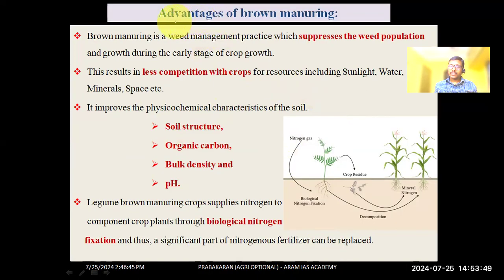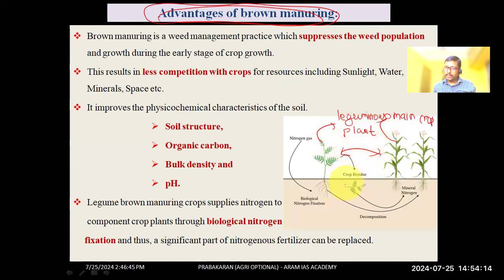Let's see the second part of this question, the advantages of brown manuring. You just see, this was the main crop, and this was the leguminous plant. Since these two were grown as intercropping, it does not permit the weeds to grow.